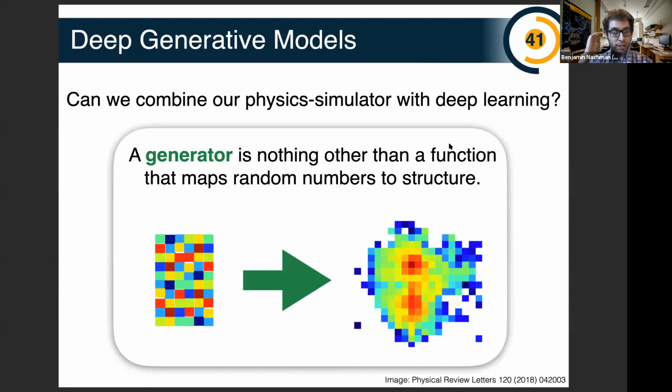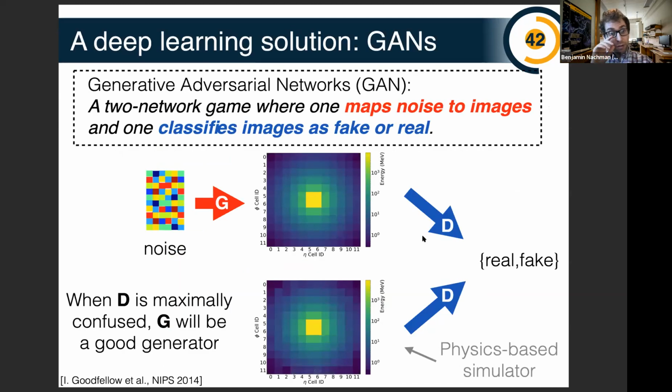There are a variety of tools that we can use, but as probably many of you know, the basic principle of a generator is nothing other than a map, a function that goes from random numbers to some structure. In this case, we want to produce the image of the energy deposited on each of these layers. One tool that can be used for this, although there are others, is the generative adversarial network, where we train 2 neural networks: one that maps noise to structure, the generator, and another that determines if the images produced came from the generator or from our physics-based simulator. They're trained at the same time, and when the discriminator is maximally fooled, the generator is doing a good job at reproducing the physics-based simulator.